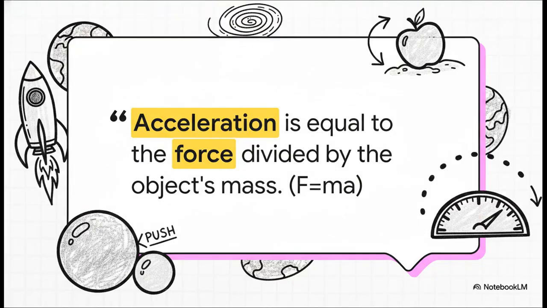And that brings us to maybe the most famous equation in all of physics, F equals ma. Force equals mass times acceleration. This little formula is the key that unlocks exactly how an object's motion is going to change. And remember, acceleration isn't just flooring the gas pedal, it's any change in velocity, speeding up, slowing down, even just turning a corner.